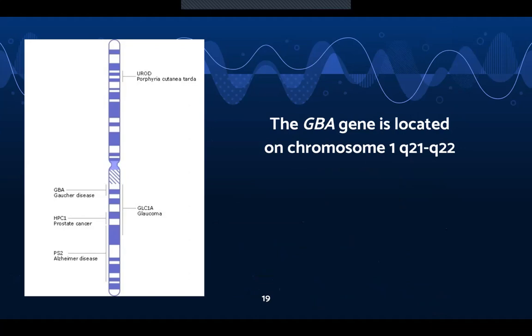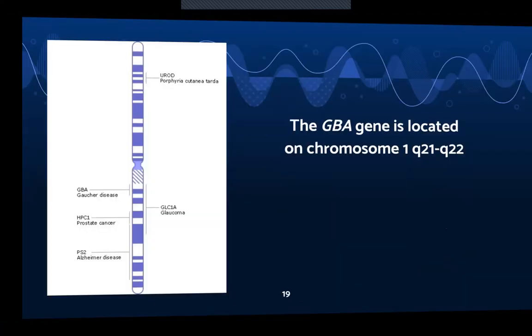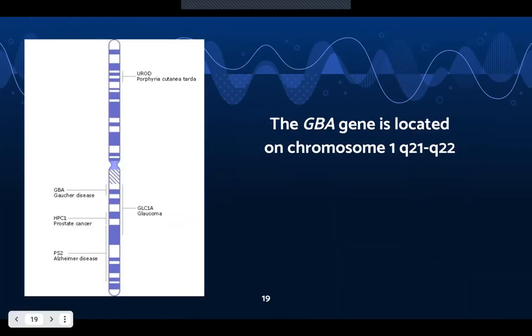This visual shows the location of the GBA gene on the long arm of chromosome 1 at position 21 or 22. Here you can also see the position of this gene relative to other genes that have been linked to cause other disorders.